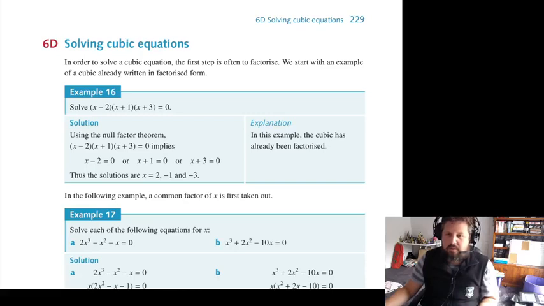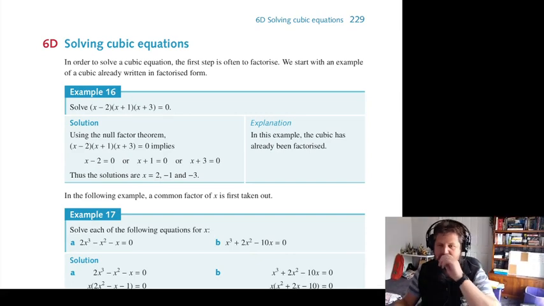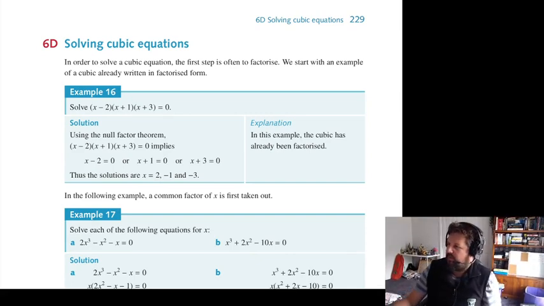Alrighty, welcome back to Year 11 Methods. I hope everyone is well this morning. Alrighty, we are looking at Exercise 6D today, which is solving cubic equations.